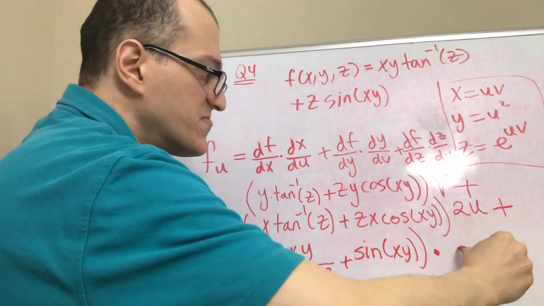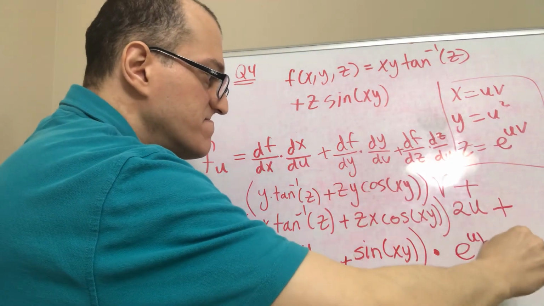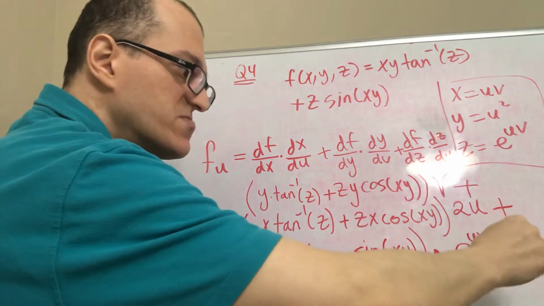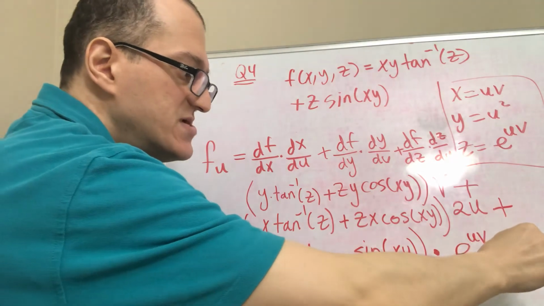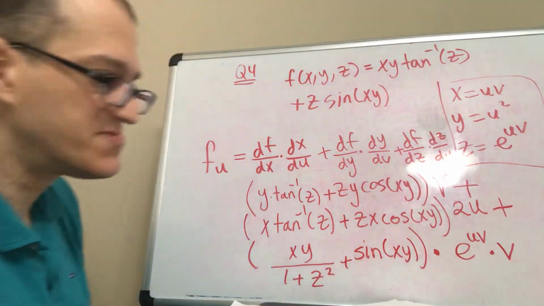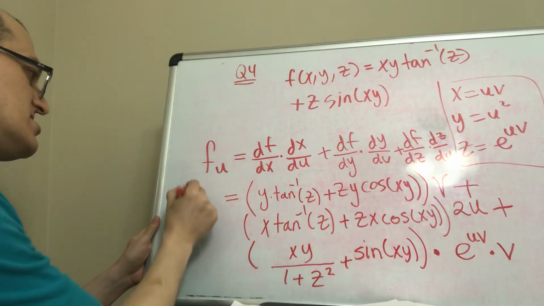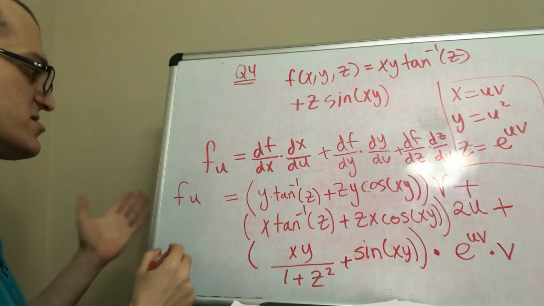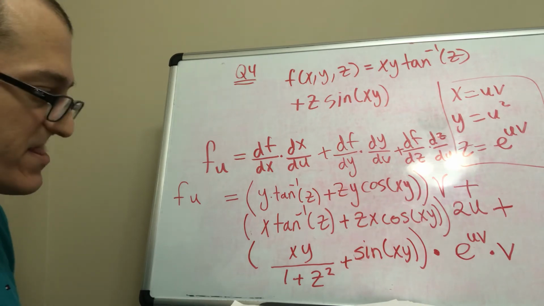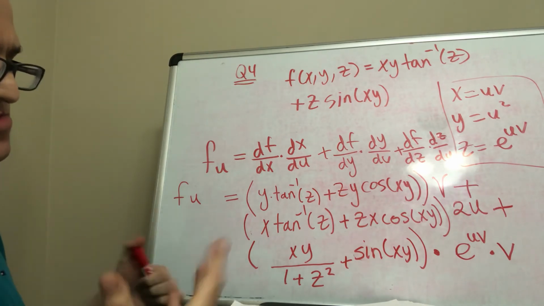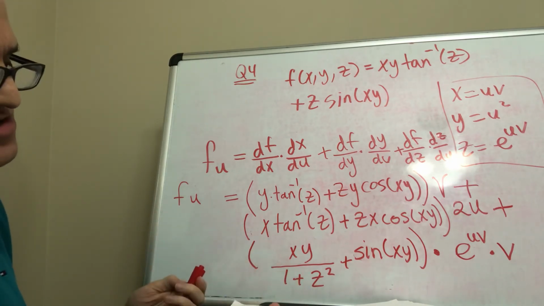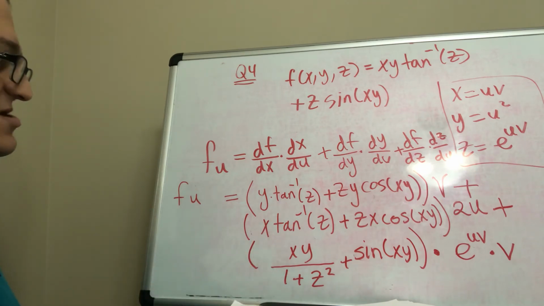So the derivative of this would be itself times the derivative of the exponent, and uv has a derivative of v. So this here is the derivative of the function in terms of u. Hopefully you can see it. It's not bad, but it's just a lot of steps.